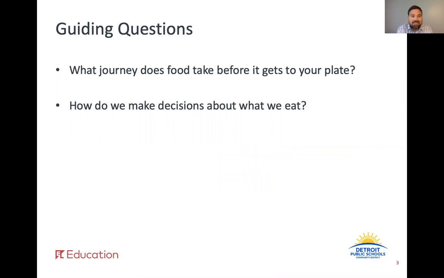Let's start with some guiding questions. What journey does food take before it gets to your plate? How do we make decisions about what we eat? Remember, we'll continue addressing these questions through all of our work today.